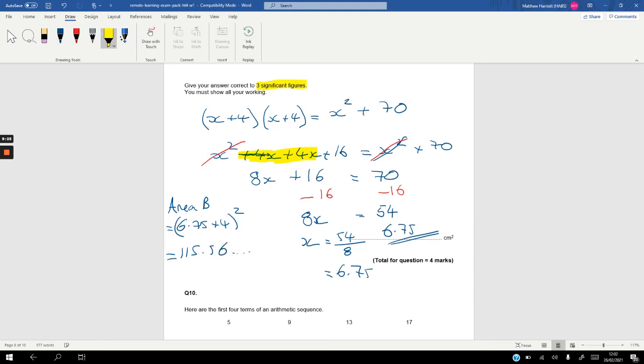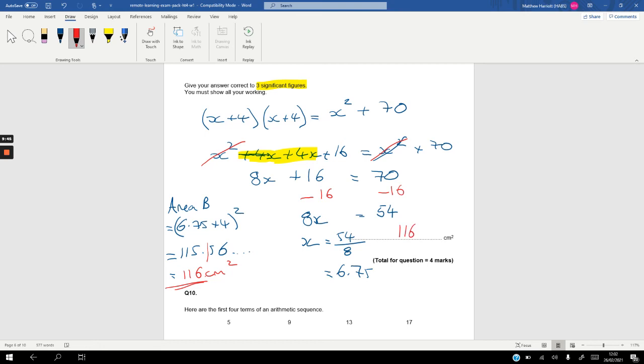And the question asked me to give my answer to 3 significant figures. So I count 3, and then I look at this figure, so I'm going to round up. So it becomes 116 centimeters squared. So actually, I need to be really careful. My answer is 116 centimeters squared.